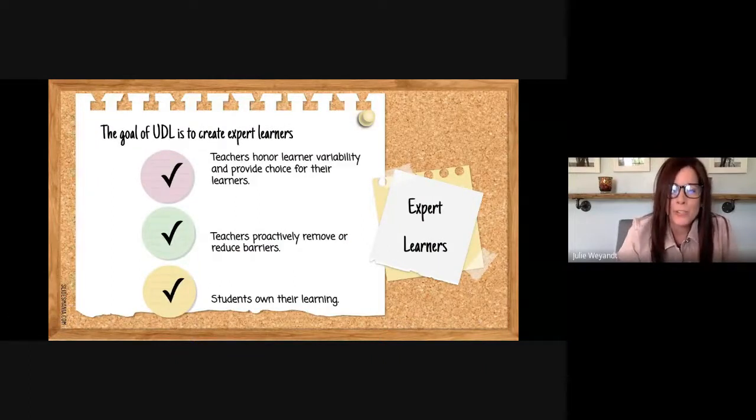Teachers who universally design lessons really honor learner variability and provide choice for their learners. They proactively remove or reduce barriers so that all students can access the learning. And in classrooms that implement UDL, students really do own their learning.